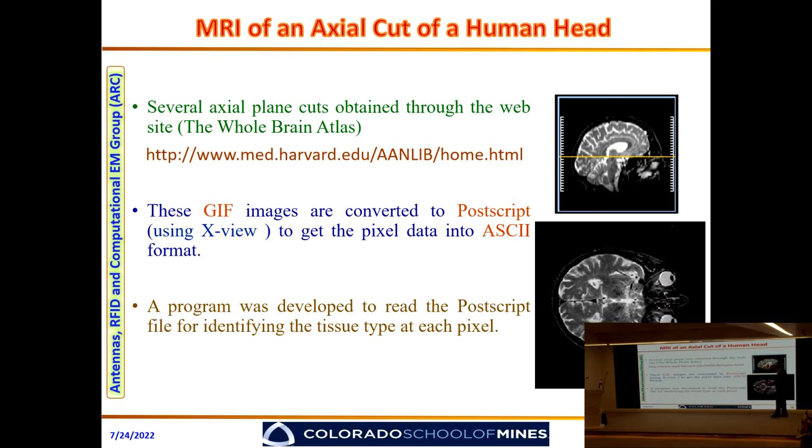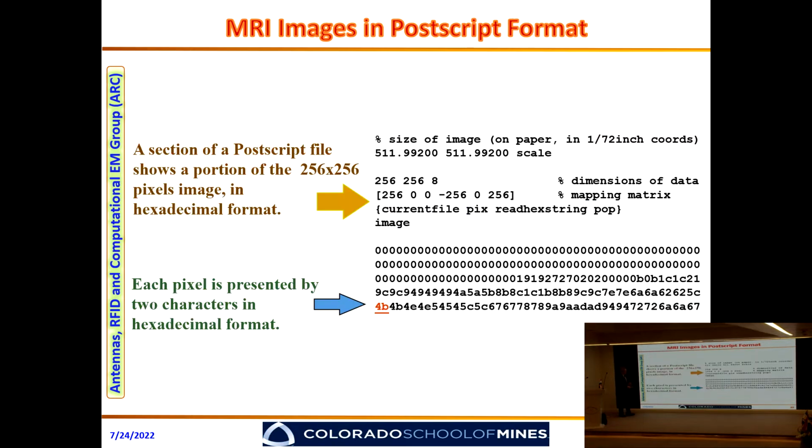So just to show you the way we did it, the image at that time, we got it from this URL. This cross-section of the image is represented here. We converted this GIF type image into PostScript type format, which is an ASCII file that we can read, and then we can process it. So this is the very beginning of the ASCII file, and you can see every 2 characters here represents 1 bit with the color of that bit.